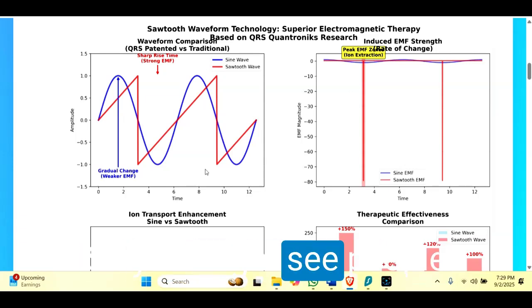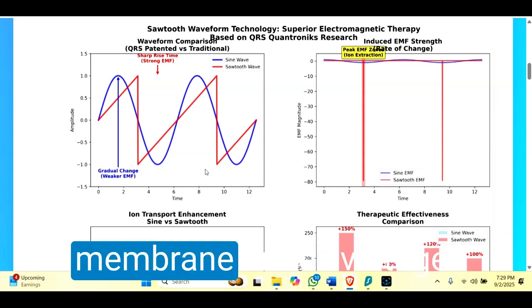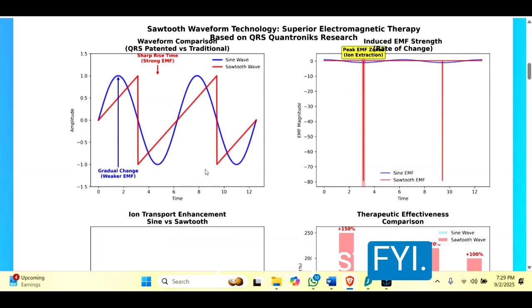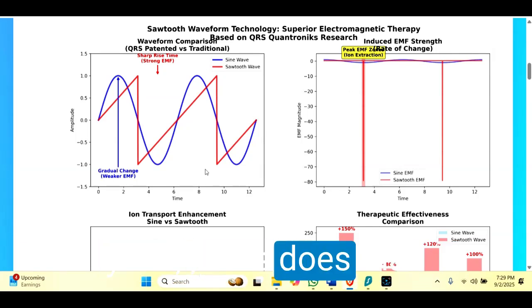So you might see people talking about transmembrane or cell voltage. You might see some companies throwing around those terms. They can't back it up with anything, just FYI. So they'll say, oh yeah, ours does that, yeah.